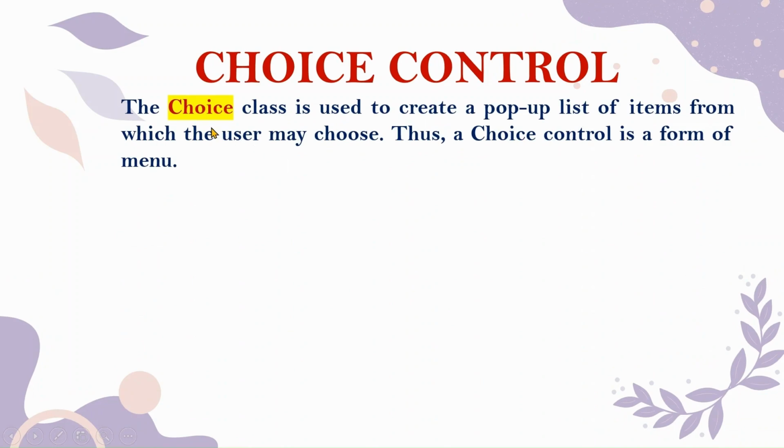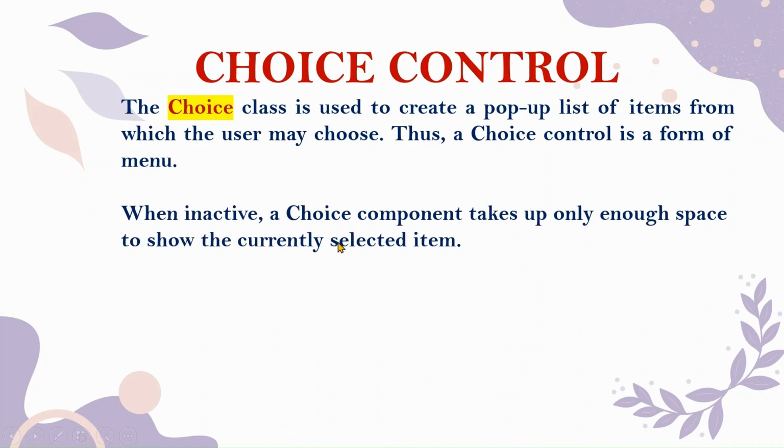Now there is a Choice class in order to create a choice control. The Choice class is used to create a pop-up list of items from which the user may choose. Here only one selection is possible. Thus a choice control is a form of a menu. When you click a menu, you get some options, right? Similarly, the drop-down list also acts as a menu. When you click that, you get a list of options from which you select.